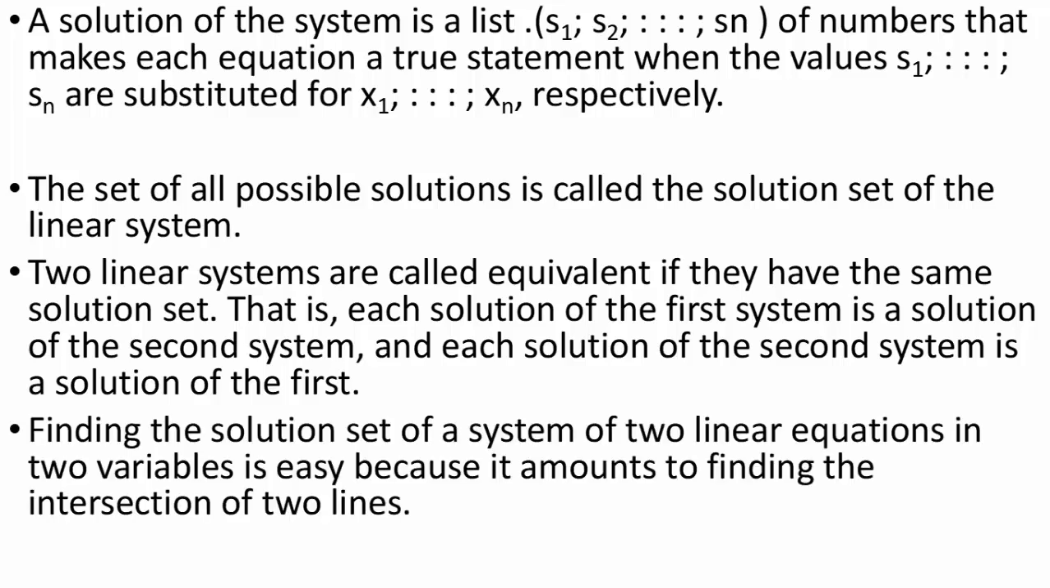Finding the solution set of a system of two linear equations in two variables is easy because it amounts to finding the intersection of two lines. Finding the solution of the system of two linear equations means finding the point of intersection of two lines, because a linear equation in two variables represents a straight line. Every linear equation of two variables represents a line. Thus, if we have a system of two linear equations in two variables, then we get two lines. And if we find the intersection of these two lines, that is the solution of the system.